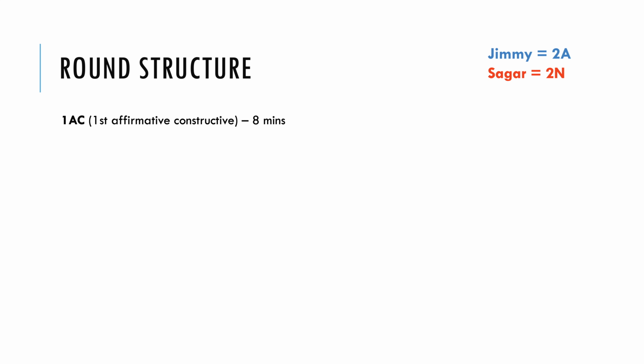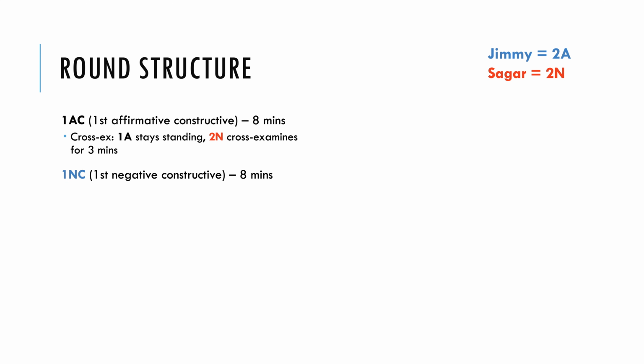So, okay, the first affirmative constructive goes up. They're just sitting there. They're preparing. They're listening carefully to the speech. And then after that, Sagar, the 2N, will stand up and cross-examine that 1AC. And that makes sense because Jimmy's about to speak.